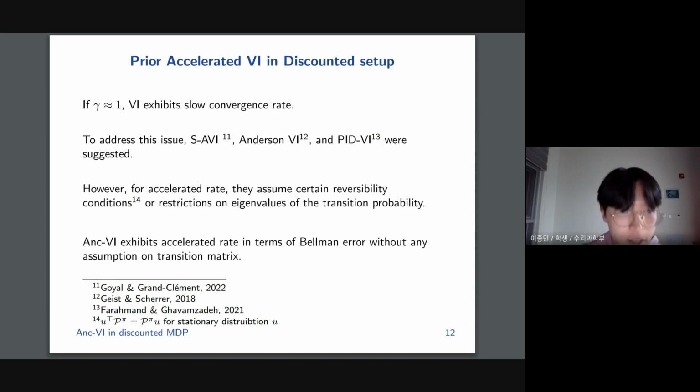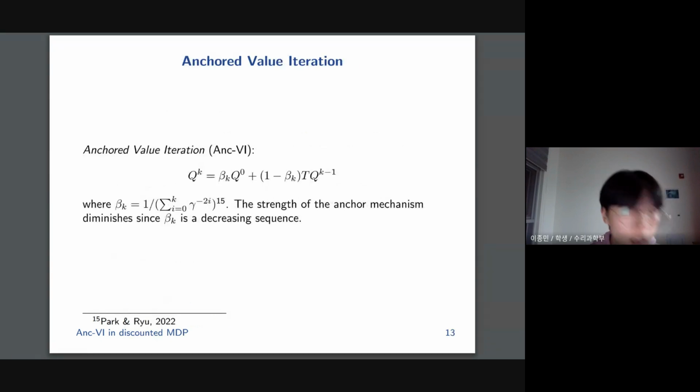However, in the later slide, I will show that our method, anchor value iteration, exhibits accelerated rate without any assumption on transition matrices in terms of Bellman error. And this is our novel method, anchor value iteration, in short ANC-VI.